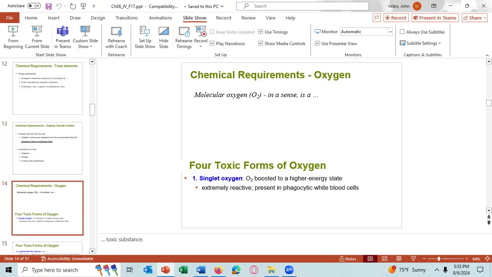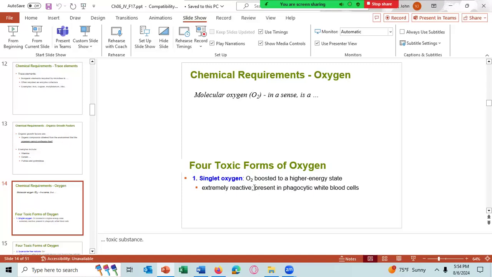All right, oxygen is a chemical requirement for many organisms, but molecular oxygen is, in a sense, a toxic substance. Even for aerobes, some intermediate forms of oxygen are toxic. And there are 4 toxic forms of oxygen that our cells, as well as any aerobe, as well as any anaerobe, must remove, or the toxic form of oxygen will kill the cell. There's singlet oxygen. This would be O2 boosted to a high energy state where the electron is highly reactive.